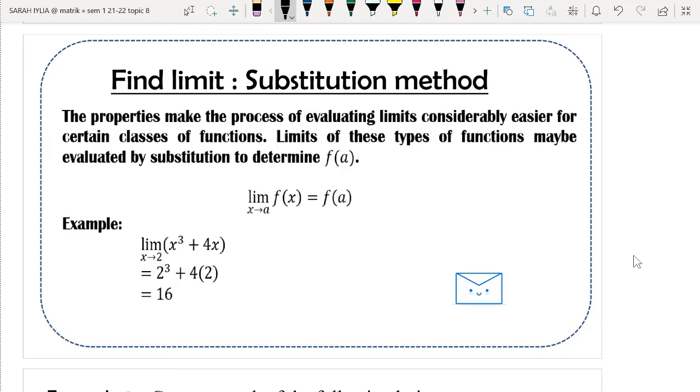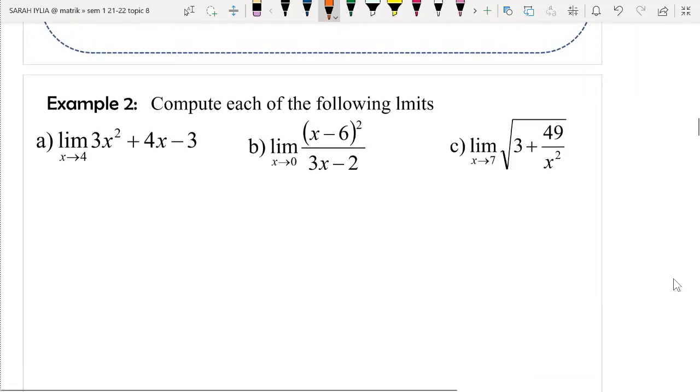Kalau tadi kita menggunakan property sebab function tu kita tak tahu, kita hanya ada letak fx, gx macam tu. But next part, kalau dalam fx tu dia dah define siap-siap, contohnya x cube plus 4x. So directly substitute 2 into x, that's how we get 2 cube plus 4 times 2, dapatlah 16 as our answer. We proceed with example straight away.